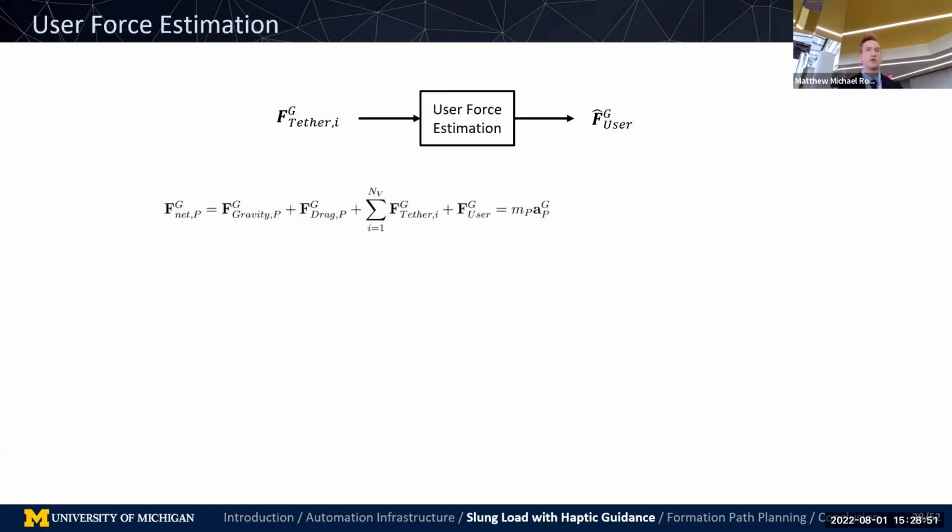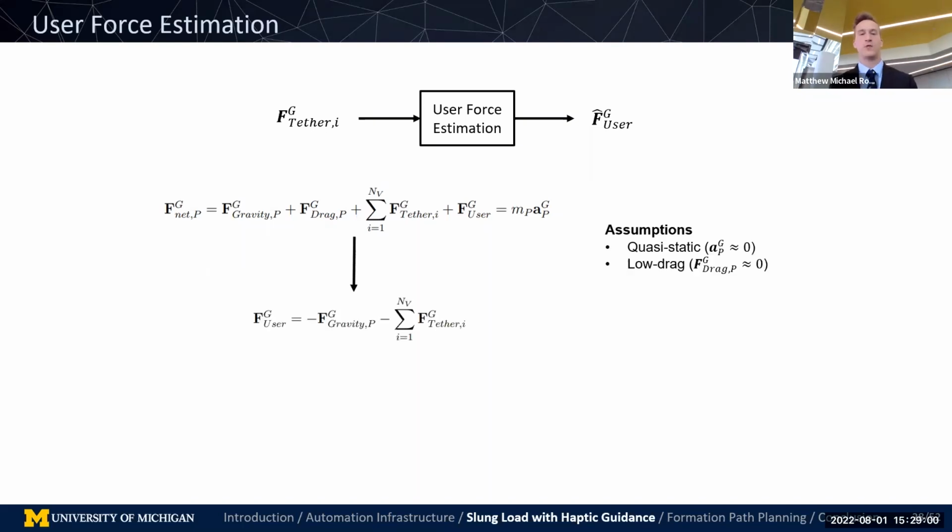For user force estimation, we took these dynamics in the ground frame and made some simplifications. So we have the net forces equal to the mass times acceleration here. If we assume that we're quasi-static, which means our acceleration is near 0, we can set that away. And if we assume the aerodynamic drag is low enough, we can also ignore that as well. We reduce it to this simplified system.